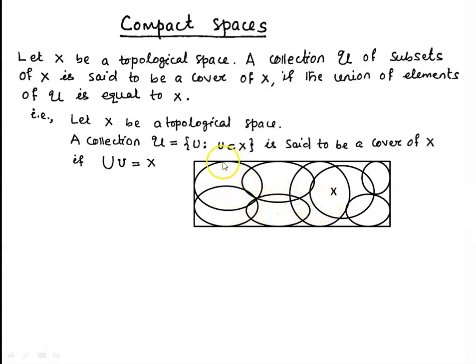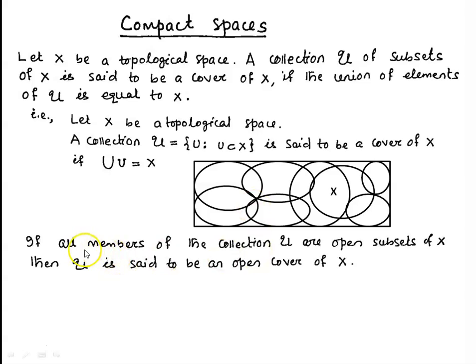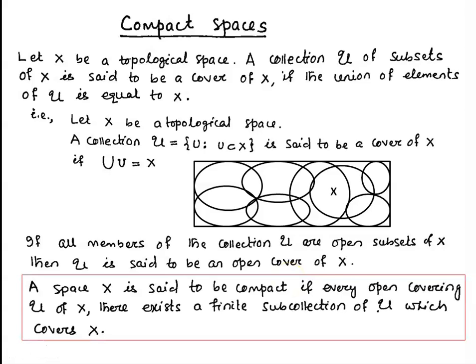If all these members, all these subsets, are open subsets of X, then that cover is known as an open cover of X. So if all members of the collection U are open subsets of X, then U is said to be an open cover of X. What is a compact space? A space X is said to be compact if for every open covering U of X, there exists a finite subcollection of U which covers X.